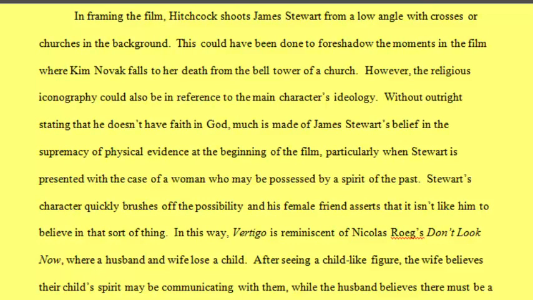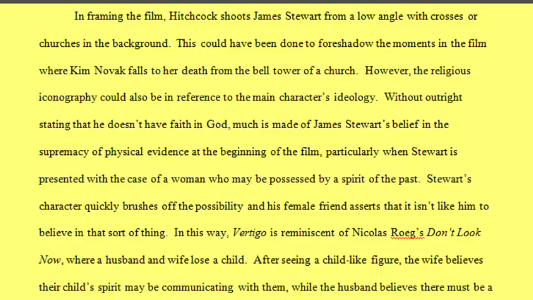However, the religious iconography could also be in reference to the main character's ideology. Without outright saying that he doesn't have faith in God, much is made of James Stewart's belief in the supremacy of physical evidence at the beginning of the film, particularly when Stewart is presented with the case of a woman who may be possessed by the spirit of the past. Stewart's character quickly brushes off the possibility, and his female friend asserts that it isn't like him to believe in that sort of thing.